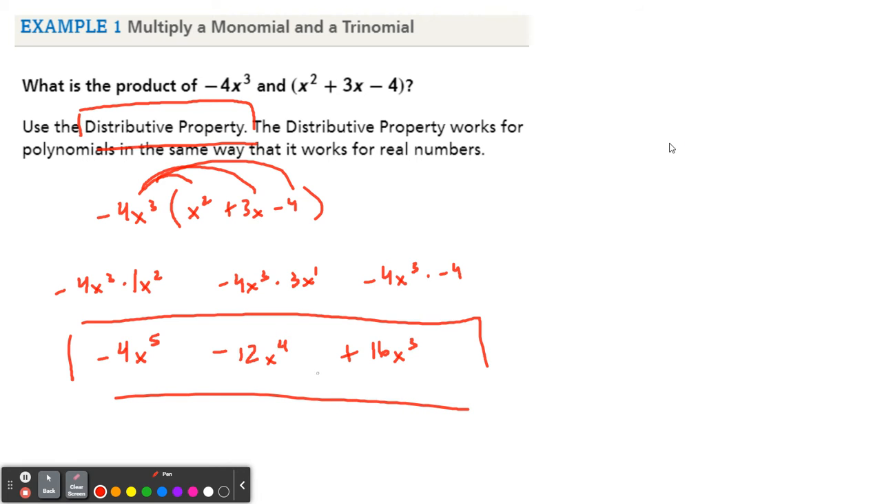Again, I have some space between them. There should be no space. Negative 4x to the fifth minus 12x to the fourth plus 3x cubed. Okay?